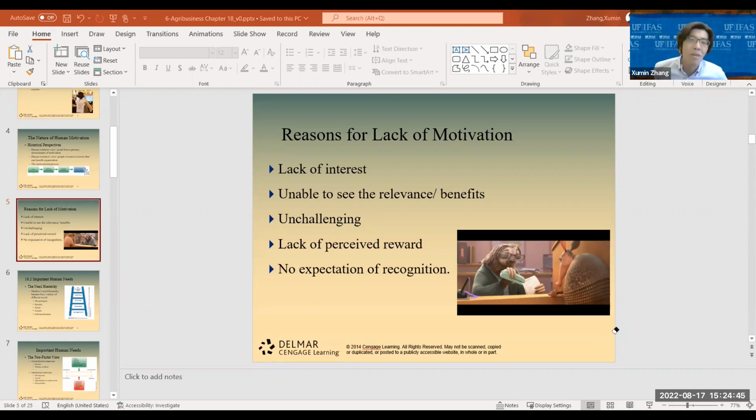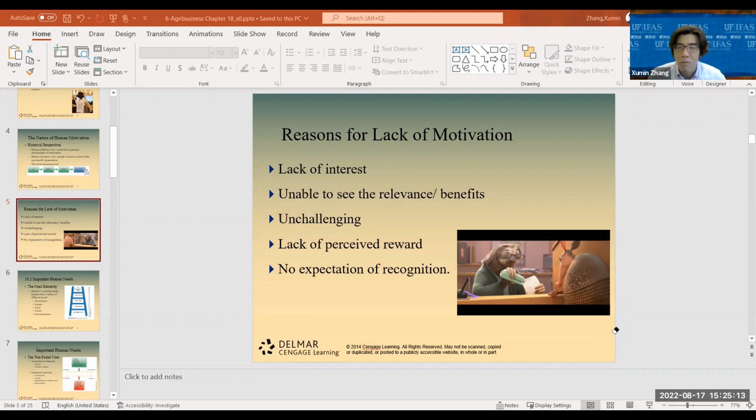Lack of perceived rewards is similar to the second one. They cannot clearly see the outcome of what they work at. For me, these rewards might not be economic rewards. Training, development, growing, promotion, all of this can be the reward.